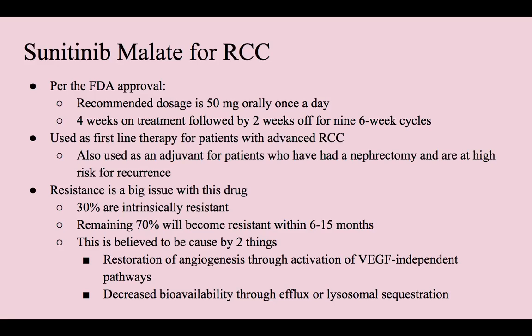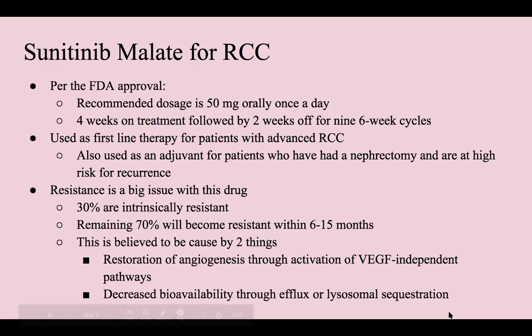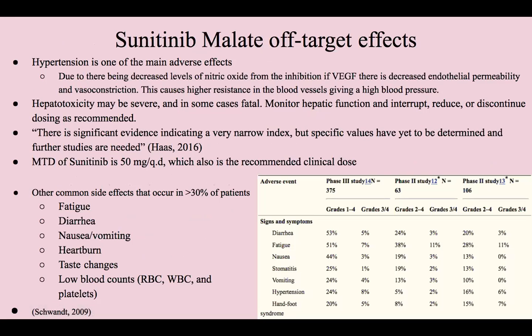Although it has not been exactly determined what causes the resistance, it is believed to be two main things. The first is restoration of angiogenesis through the activation of VEGF-independent pathways, and the second is decreased bioavailability through efflux or lysosomal sequestration. So sunitinib has a very narrow therapeutic index because there's a very small range between the therapeutic and toxicological effects.